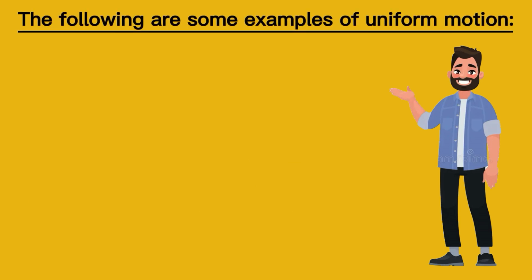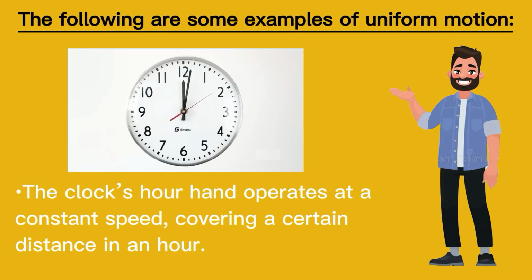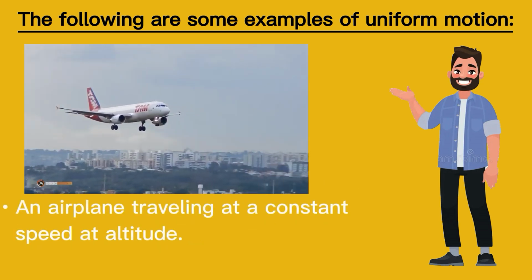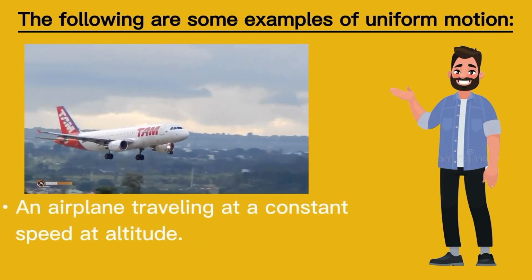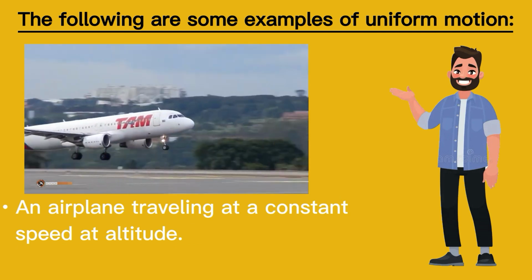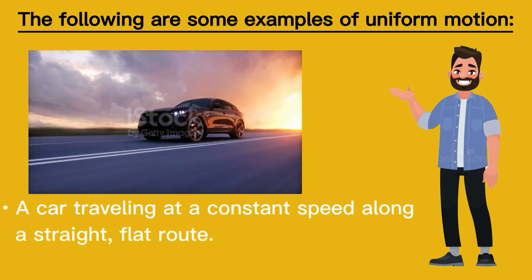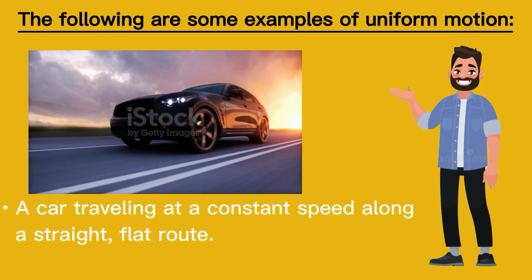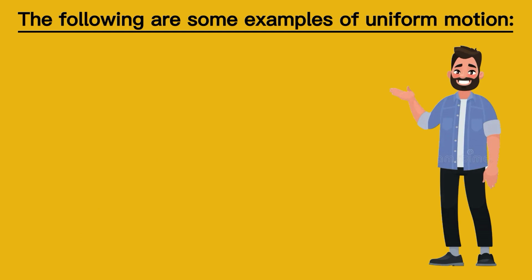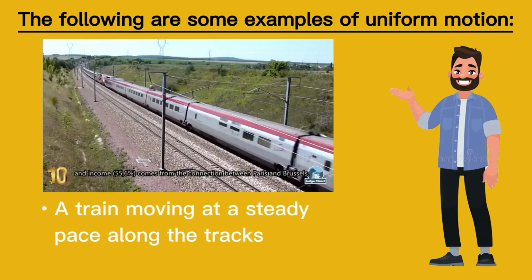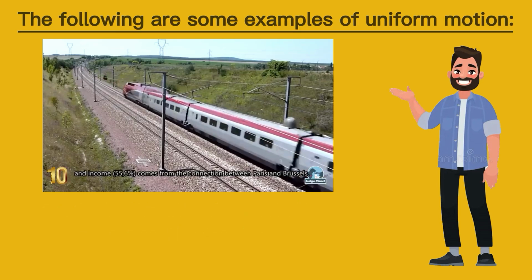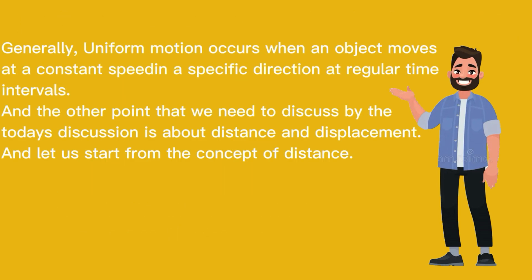The following are some examples of uniform motion. The first one is the clock's hour hand, which operates at a constant speed, covering a certain distance in an hour. The second one is an airplane traveling at a constant speed at altitude. The third one is a car traveling at a constant speed along a straight flat road. And the fourth one is a train moving at a steady pace along the tracks. Generally, uniform motion occurs when an object moves at a constant speed in a specific direction.